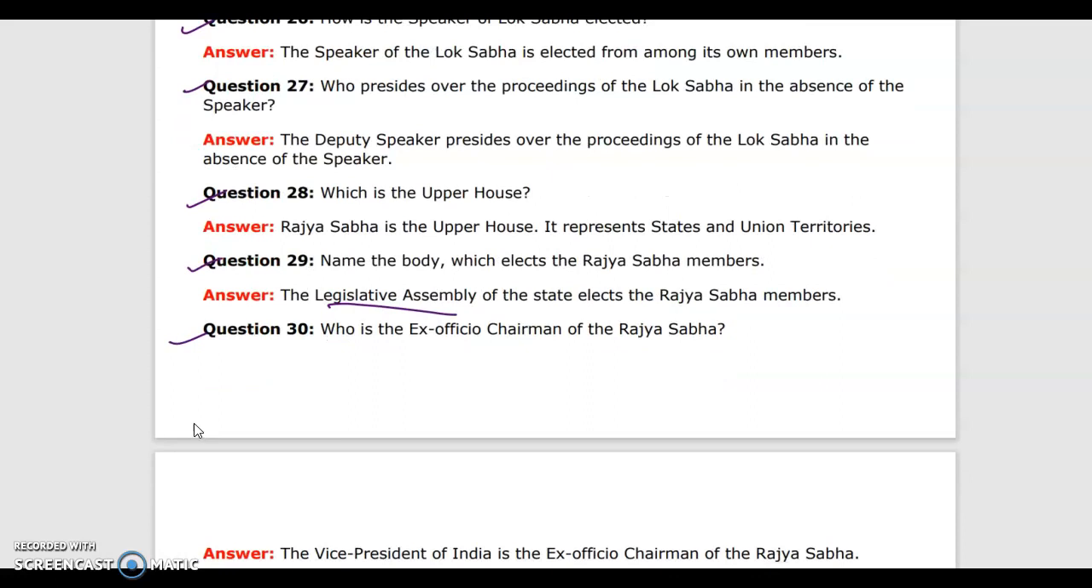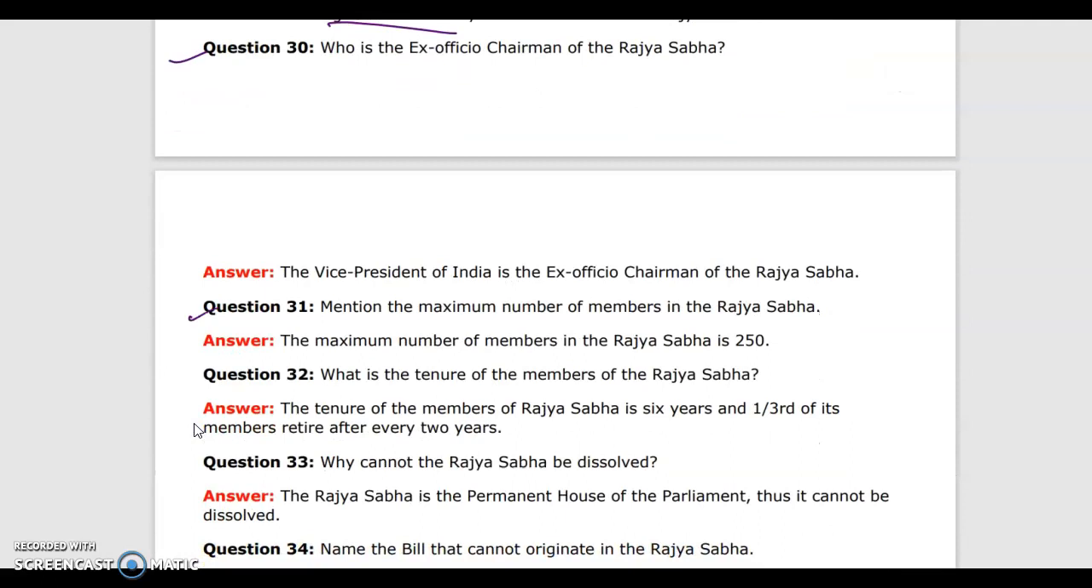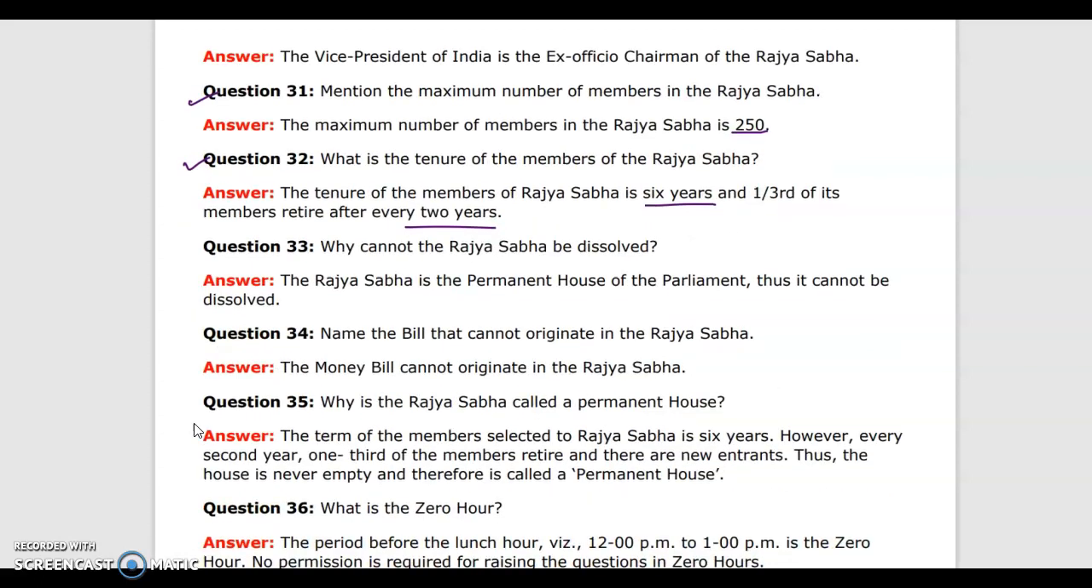Who is the ex-officio chairman of the Rajya Sabha? The answer is the vice president. Mention the maximum number of members of the Rajya Sabha. Answer is 250 members. What is the tenure of the members of the Rajya Sabha? Answer is 6 years, and 1/3 of its members retire after every 2 years, and that is why Rajya Sabha is a permanent house. Not like Lok Sabha, which is dissolved after every 5 years.